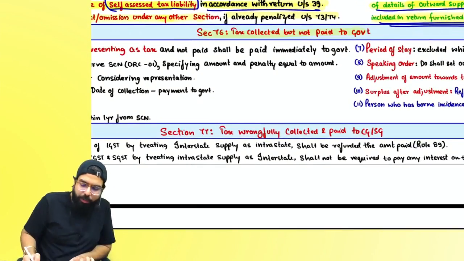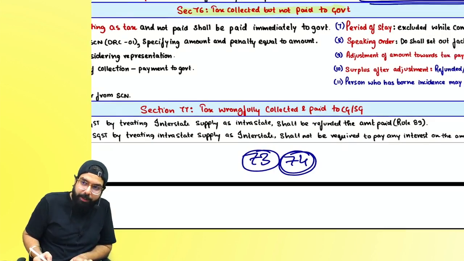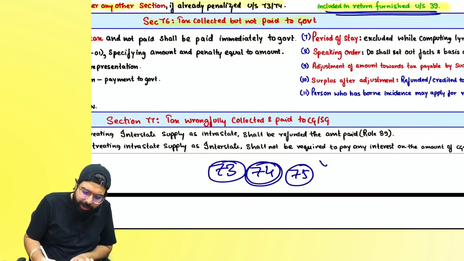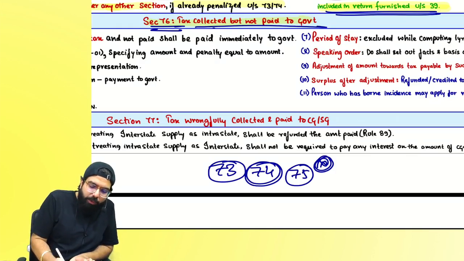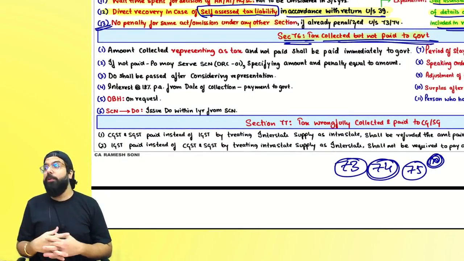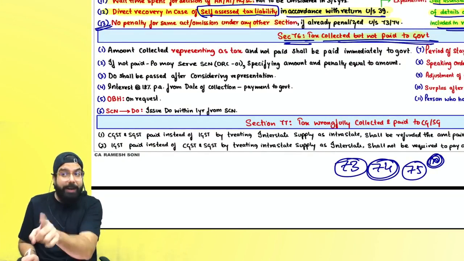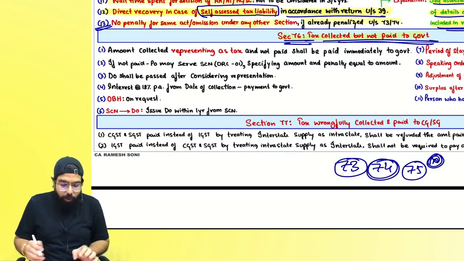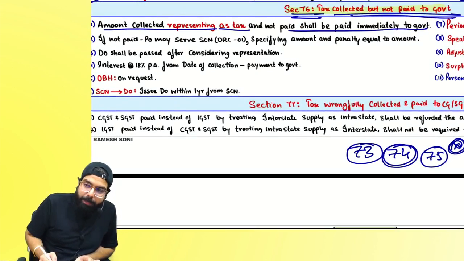Section number 76 over here. People tell me one thing, we learned section number 73 is the demand order in bona fide cases, section number 74 is the demand order in fraud cases, and 75 is general discipline, very very important for your exam. 76 says if you have collected an amount representing it as tax, for example your goods were exempted goods but you collected tax on those goods, you should immediately deposit it to the government. The amount collected representing as tax should be immediately paid to the government.